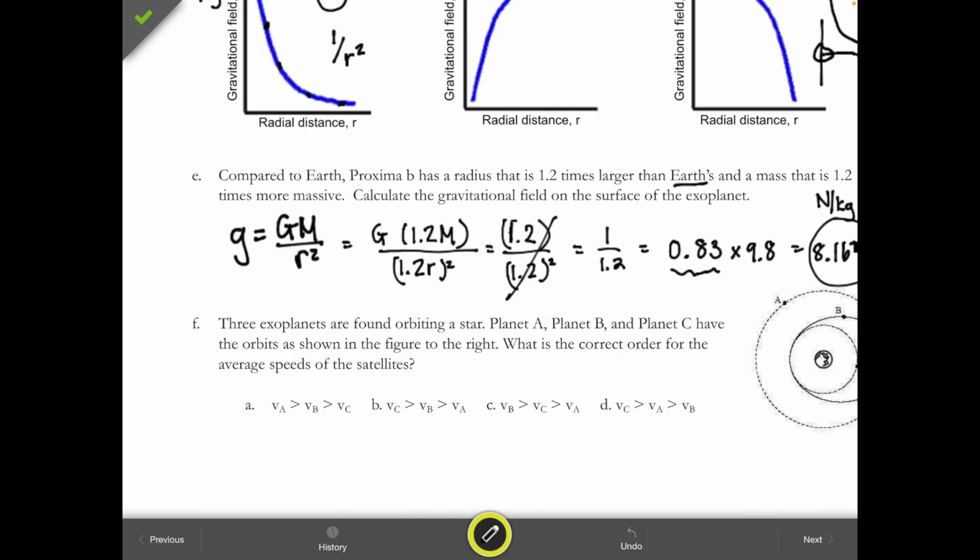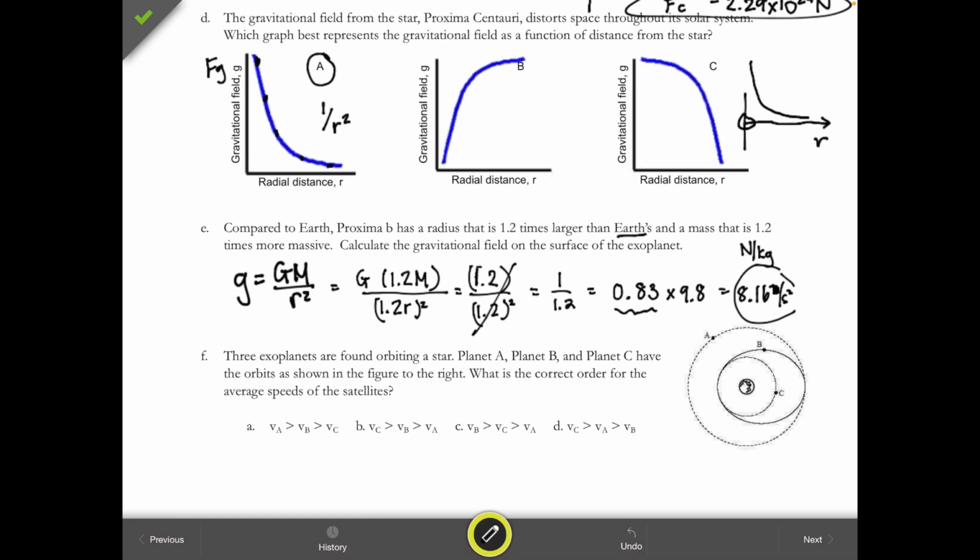Now, for this one, I have 3 planets orbiting a star. It clearly looks like that's the Earth, but we're going to pretend that that's a star. Look how pretty that star is. Okay, so it says, what is the correct order for the average speed of the satellites? You know what this is getting at, it's getting at this orbital speed relationship. They're all orbiting the same star here, so the mass is the same.